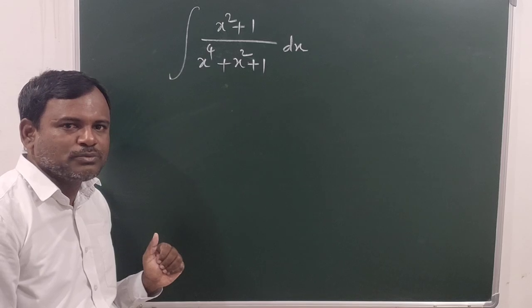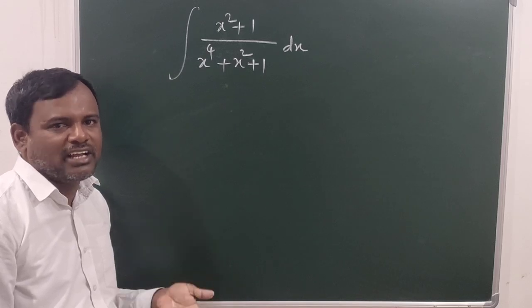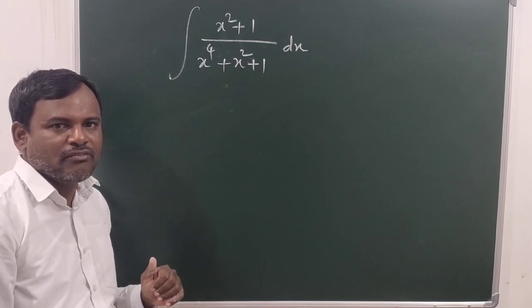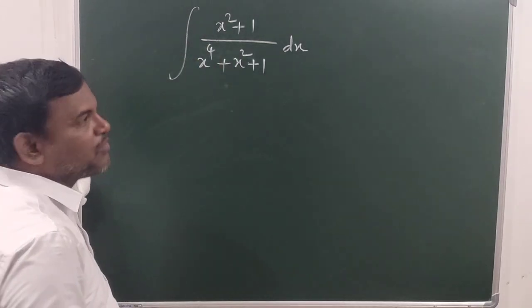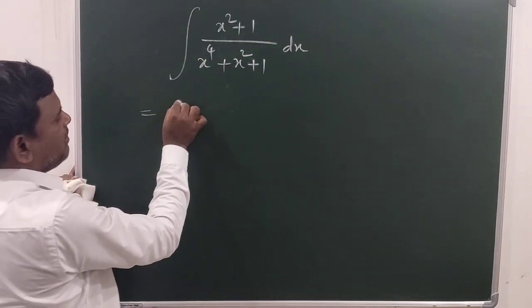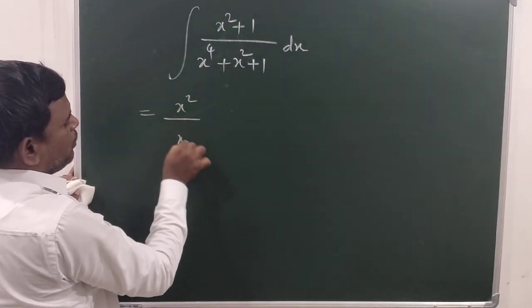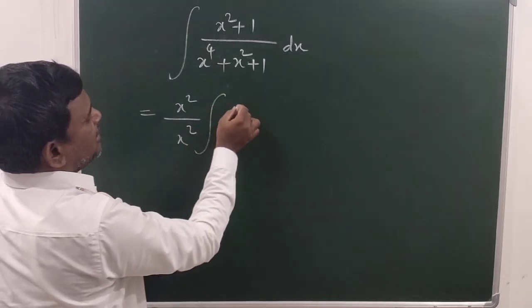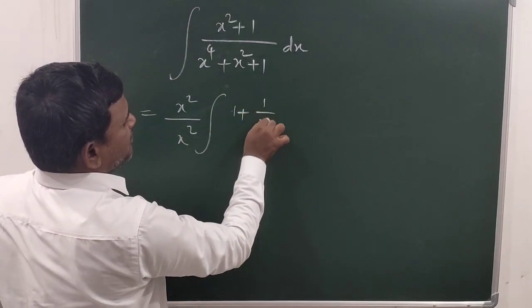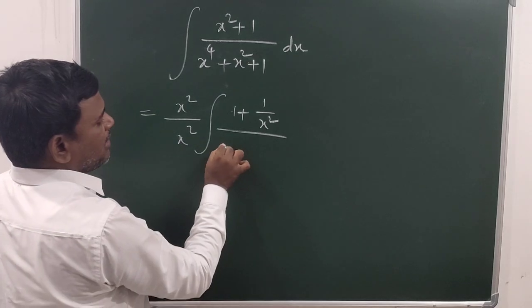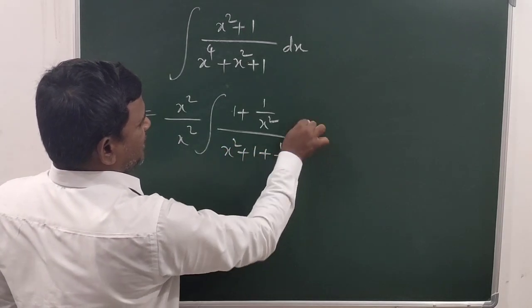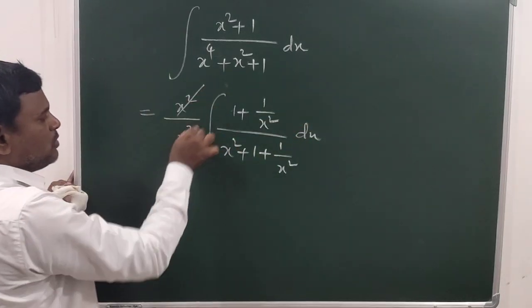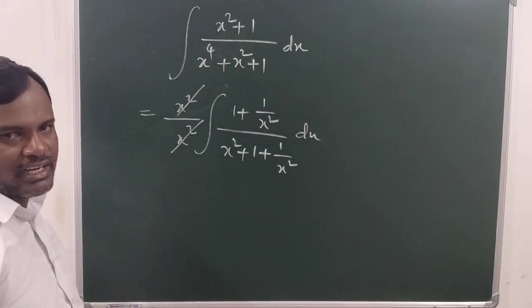You have to take the substitution as x plus 1 by x or x minus 1 by x, after taking x square common from the numerator as well as denominator. Now take that x square common from the numerator as well as denominator. Here what do you get? (1 plus 1 by x square) by (x square plus 1 plus 1 by x square) dx. So these two get cancelled.